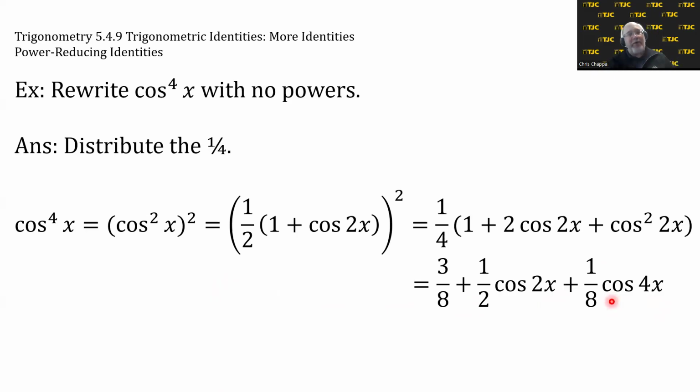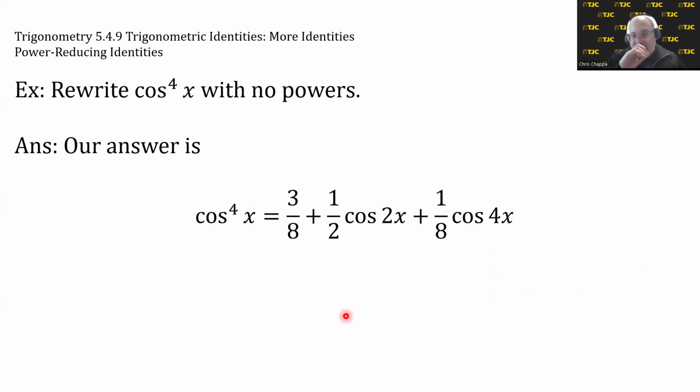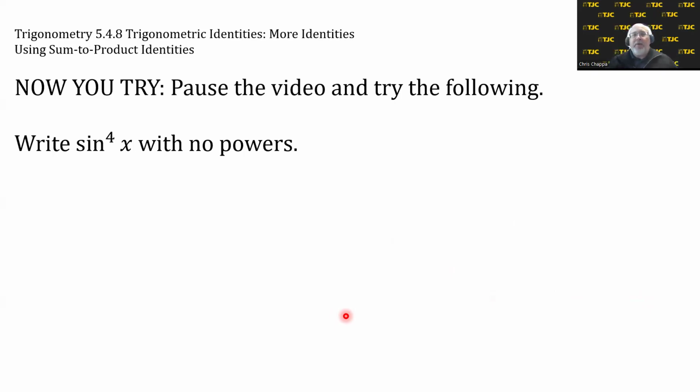No more powers. So doing calculus, believe it or not, is much easier on this expression than cosine to the 4th power of x. So our answer is cosine to the 4th power of x equals 3/8 plus 1/2 cosine of 2x plus 1/8 cosine of 4x. Now you try. Pause the video and try the following. Write sine to the 4th power of x with no powers.